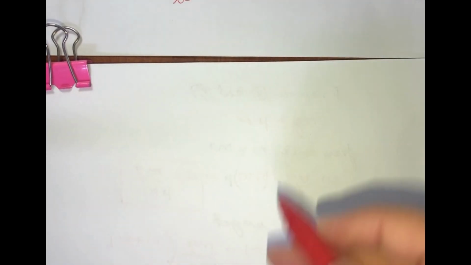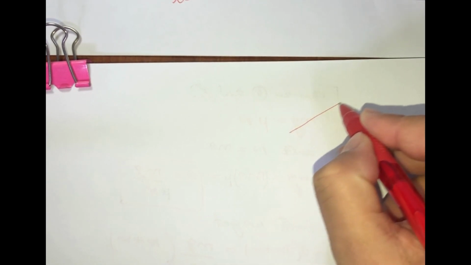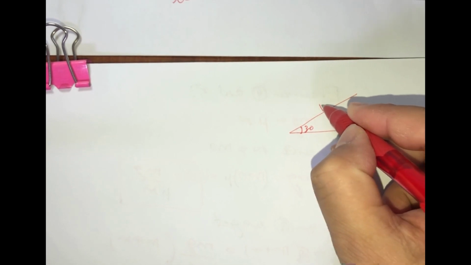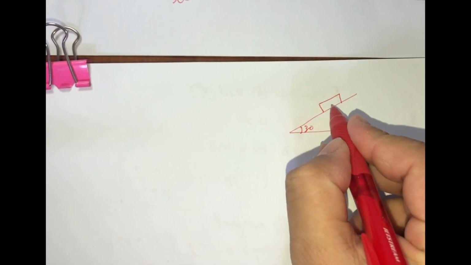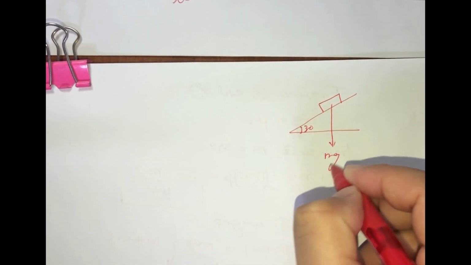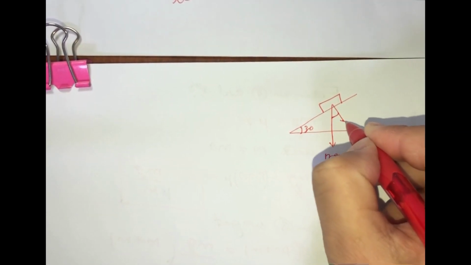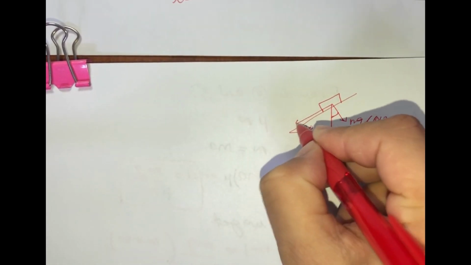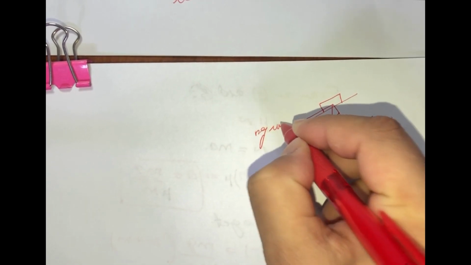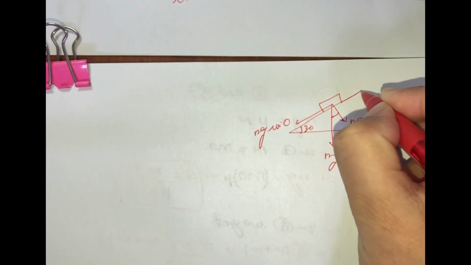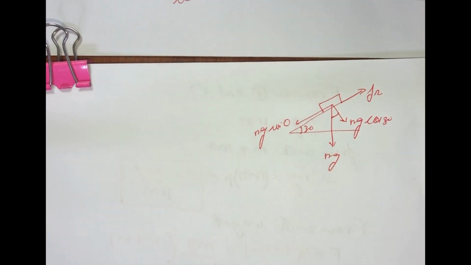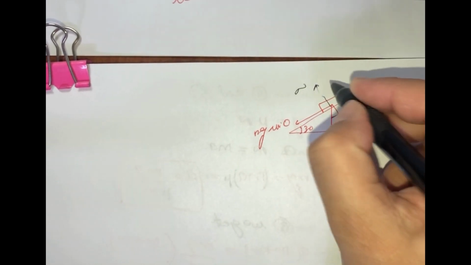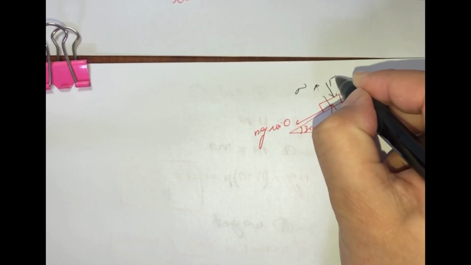So let us draw the free body diagram once again. This is our 30 degree. We have a mass that is going to have mg, with two components. This will be mg cos of 30 and this will be mg sin of 30. We will have frictional force Fr in upward direction and there is a normal N and there is a perpendicular force F which is applied on the block.